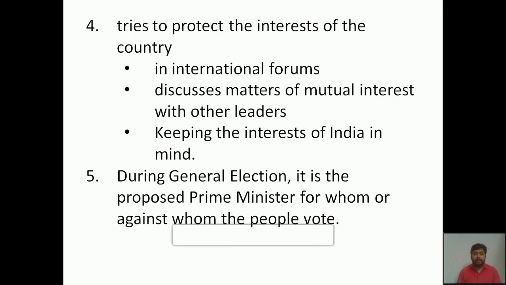Fifth point, during general election, it is the proposed prime minister for whom or against whom the people vote, which means during the general election, there will be a prime minister candidate for each party, and people will consider that personality and cast a vote for that particular party. I hope it's clear to you. In the case of general election, there will be a proposed prime minister for each party, especially major parties, and people will consider the prime minister candidate in their mind, and they will cast their vote. So if people are casting vote for a particular party, it means they are expecting that proposed prime minister candidate will become the prime minister.